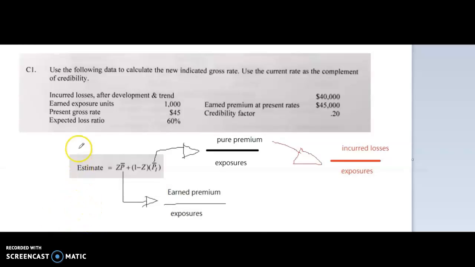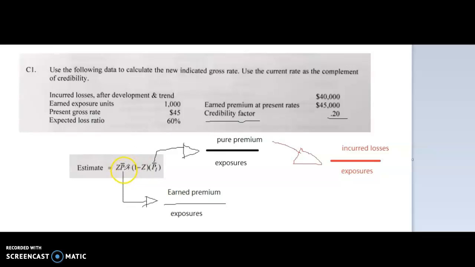So for question 1, it asks us to calculate the new indicated growth rate based on the given data. So the formula is here. The new growth rate equals the probability factor times the average premium plus 1 minus probability factor times average indicated premium. So the probability factor is given here, so we don't have to calculate.